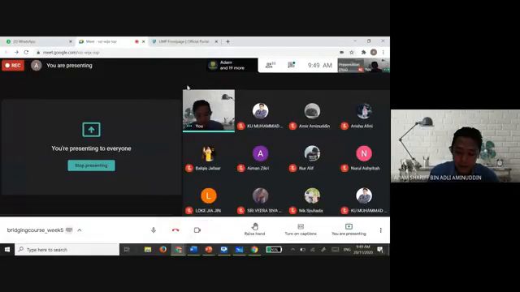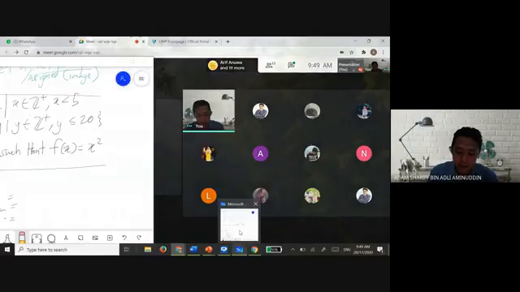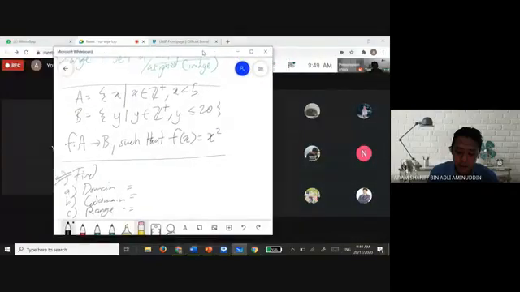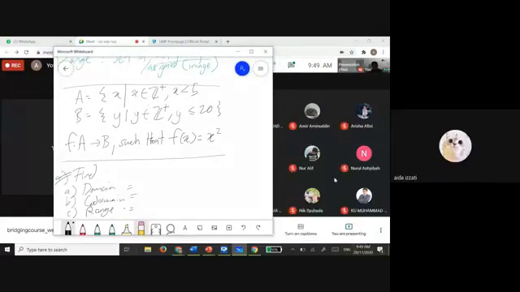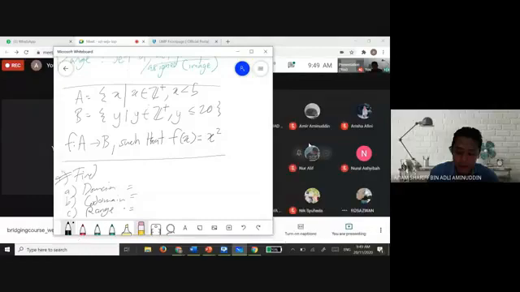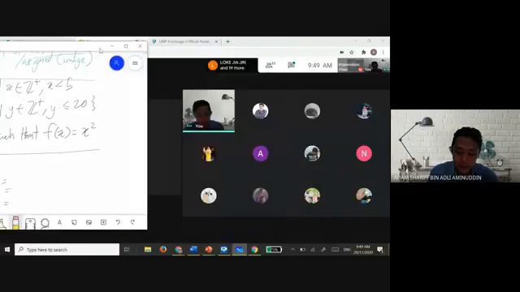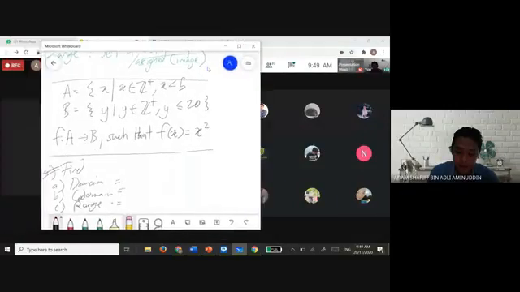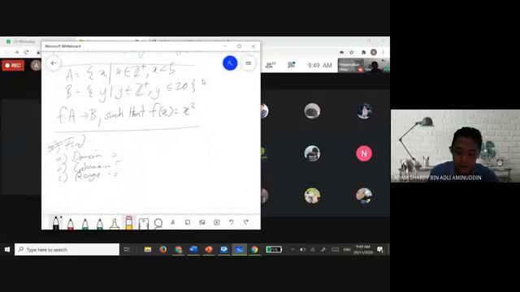Kenapa stuck ni? Korang dengar suara saya ni? Dengar. Kena kamera, muka saya tak bergerak. Muka saya bergerak? Tak. Tak gerak. Alamak, kamera saya stuck. Okey, tak apa, jawab soalan dulu. Ada orang rupanya. So jawab, apakah dia range untuk soalan ini.